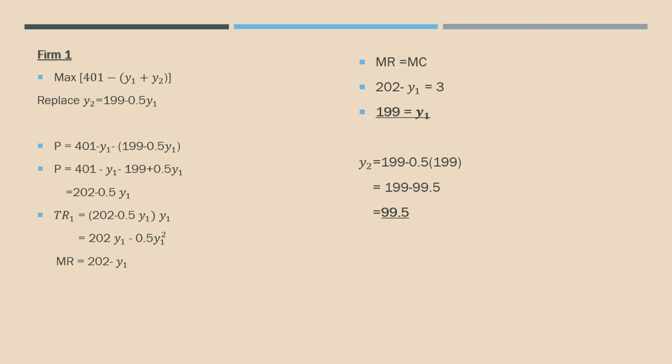From here we can see that Firm 1 and Firm 2 produce different output levels, and Firm 1's output is double that of Firm 2. This is the main difference in a Stackelberg model. Now let me look at the total output. In the market they produce 298.5.